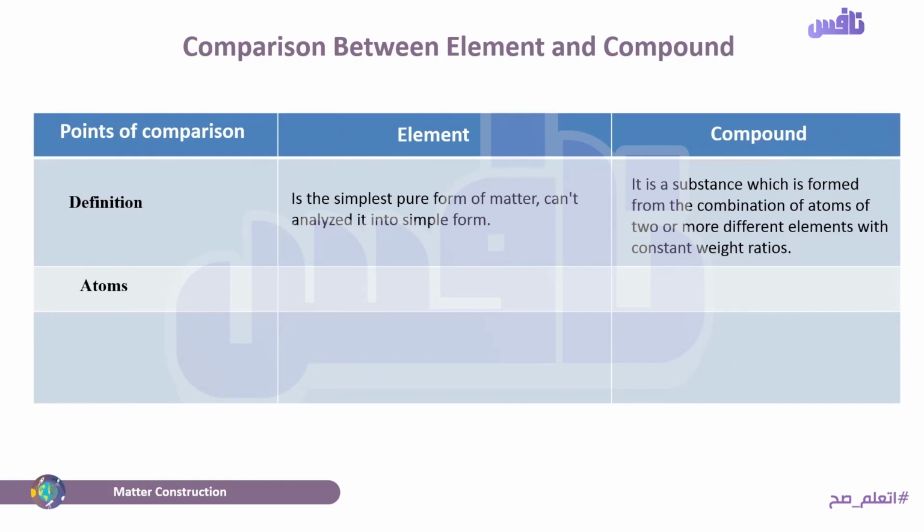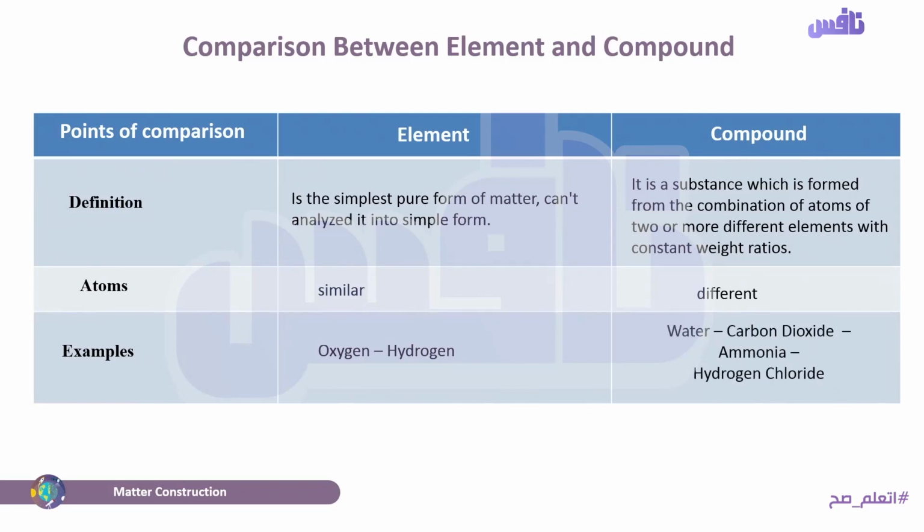Okay. What about the atoms? In the case of element, they are similar. In the case of compound, they are different from each other. Now I give you examples of elements, like oxygen and hydrogen. Examples of a compound, like water, carbon dioxide, ammonia, and hydrogen chloride.